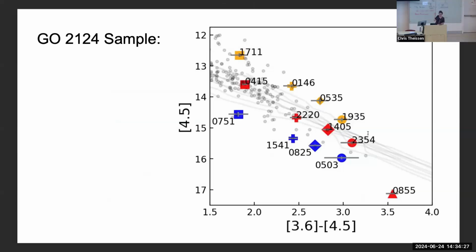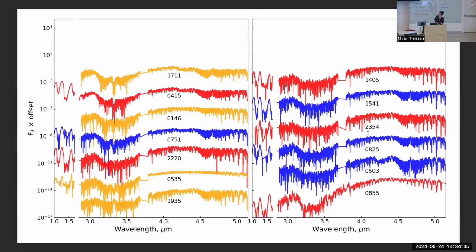So here's our sample, and this is what we're trying to explain, this diversity, and we really thought going into it that that was going to be part of the story. And so here's our spectra. I'm showing them with the same color coding. So orange is overluminous, red is average, blue is underluminous. And they're arranged in our best estimate of what the temperature order is. So it's hottest going down and then continuing down, ending up with 0855 at the bottom here.